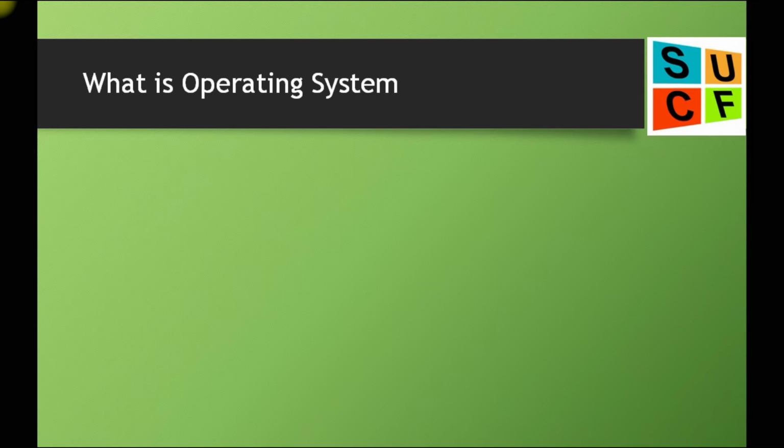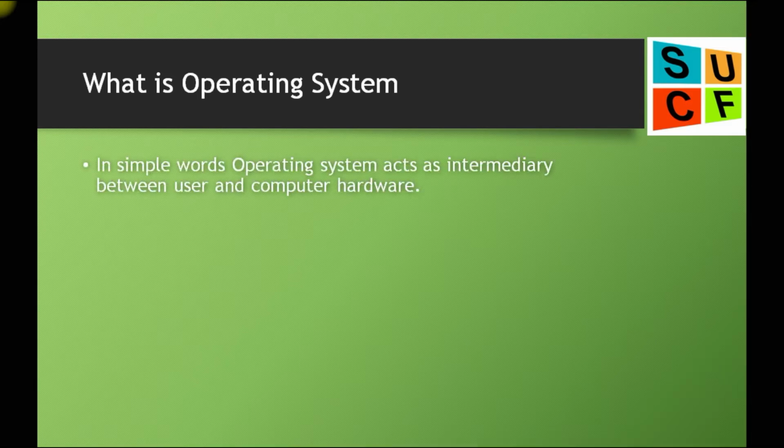Let us start our discussion with the definition of operating system. Operating system is also known as system software, which is used to operate all the hardware components associated with the computer. In simple words, operating system acts as an intermediary between user and computer hardware. So, I define operating system as an interface between the physical components of the computer and the user.